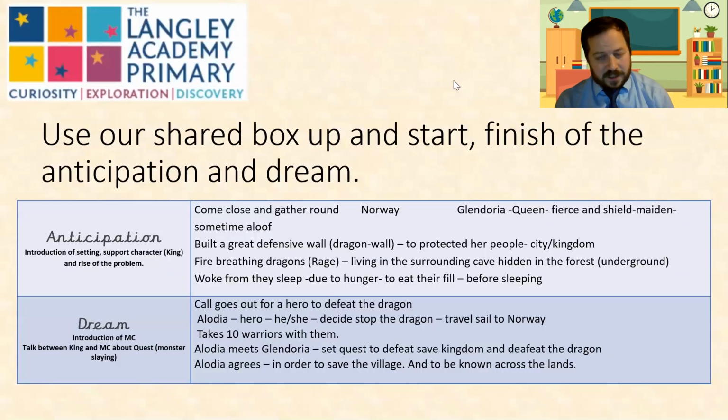So, your task for today, what I want you to do, is use these two sections, the anticipation and the dream, and I want you to finish them. Use the ideas that come from my shared write. Just go back and pause it, and you can write it out yourself. And then continue the story until the end of the dream, when Glendora agrees to save the village, before we come on to the initial fight, or finding Rage and the fight itself. Good luck. I'm looking forward to seeing them.